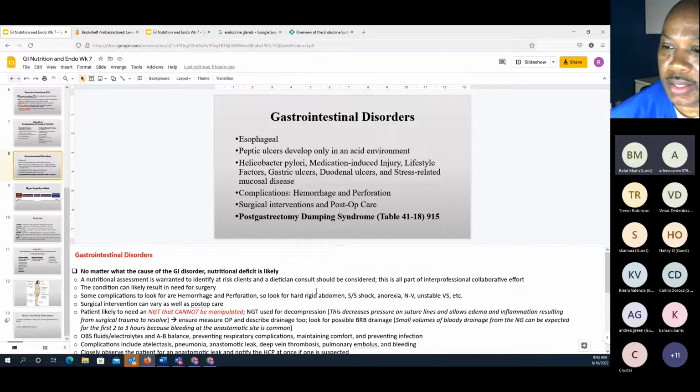As you can see from what I've written here, no matter what the cause of the GI disorder, we know that nutritional deficit might become a problem for these patients. When you think about issues such as peptic ulcer disease, which I understand was on your CMS as well, one of the biggest problems is that the ulcer may go all the way down to the blood supply for the stomach, and that could cause, of course, a hemorrhage.